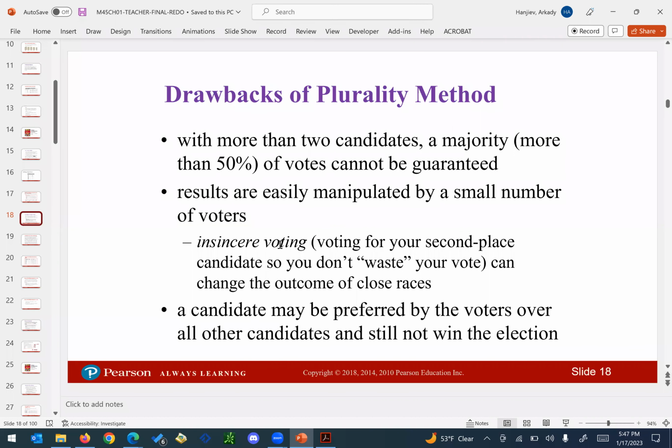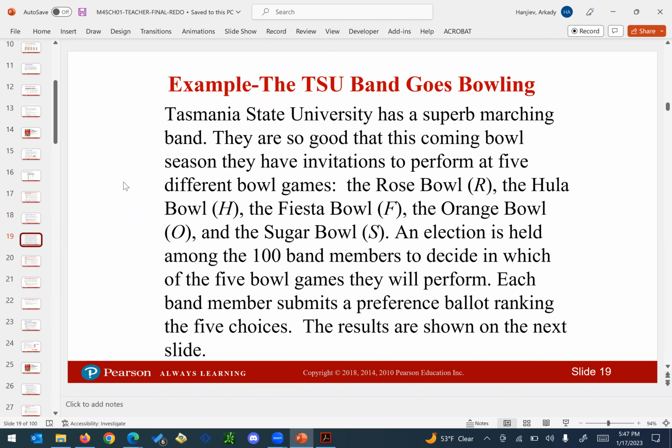And here's the clincher: sometimes, as we'll see a little bit later on, a candidate may overall be preferred higher than the other candidates, but they didn't get the top percent of votes, so they don't count. So the question is, is this fair? Well, fair according to the rules, yes.